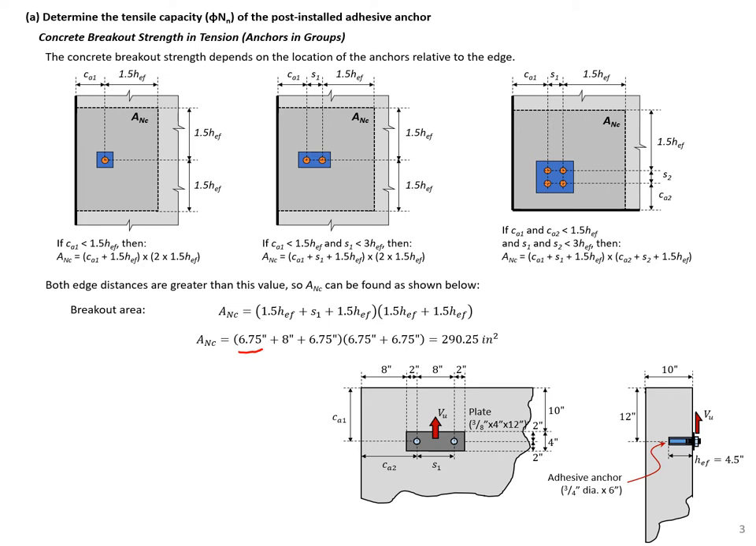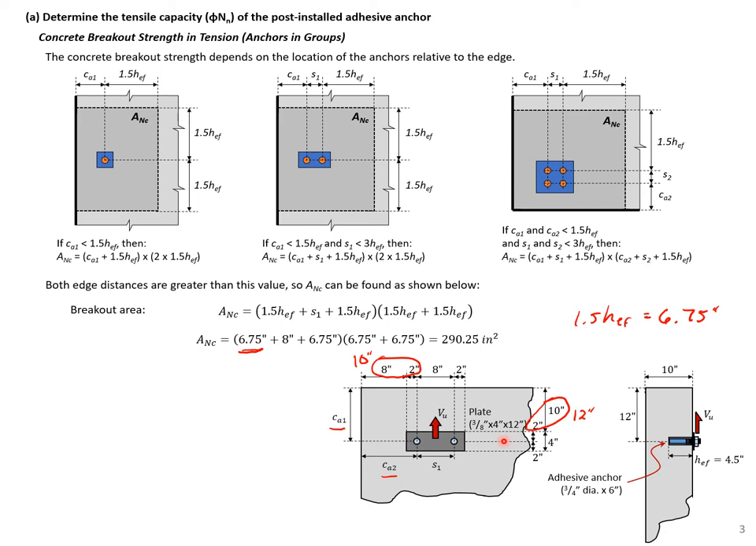We can see here that our 1.5 h_ef is going to be equal to 6.75 inches. And the two edge distances that we have, c_a1 and c_a2, are both greater than our 6.75 inches. On one side we have 10 inches, and on the other side we have 12 inches. So both 10 and 12 inches are greater than 1.5 h_ef, which is equal to 6.75 inches. So we can find our breakout area by just taking 1.5 h_ef on each side of the anchor group, plus the spacing in between. The spacing in between is 8 inches, so that would give us that dimension in the horizontal direction.